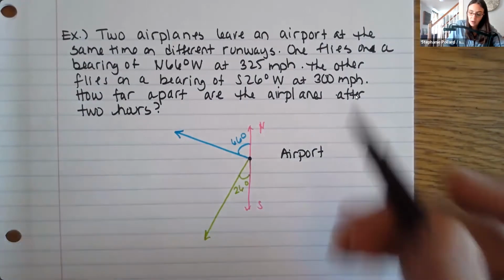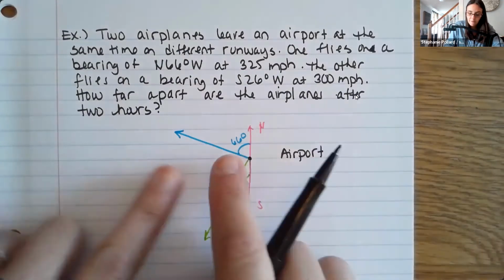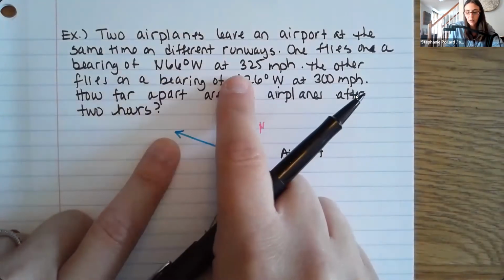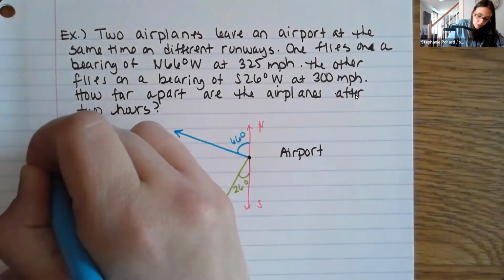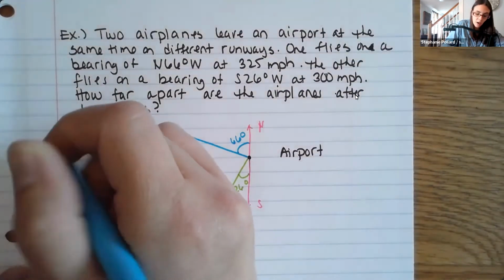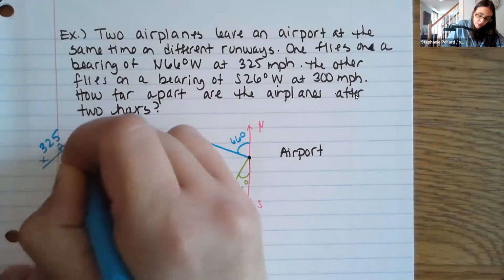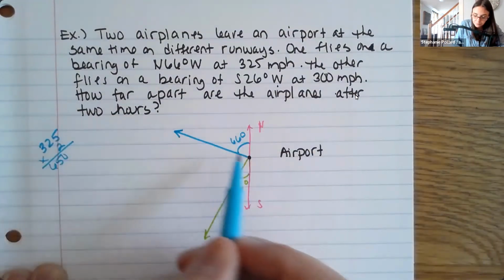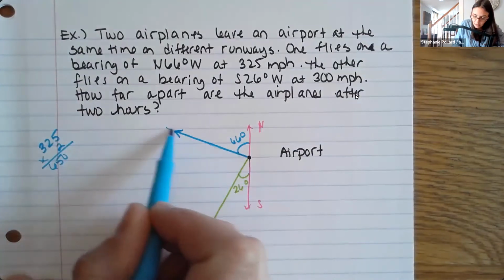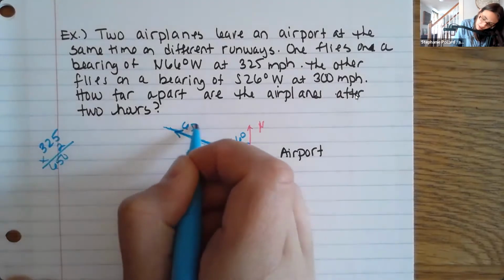Now, if 2 hours have passed, well, that first plane is traveling 325 miles per hour. So after 2 hours, 325 is how far it travels in 1 hour. So if you multiply that by 2, you get 650. So this distance here, again, I'm just using a little arrow to show the airplane, is 650 miles.